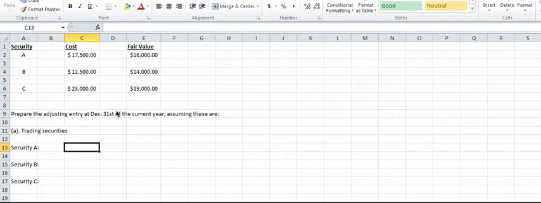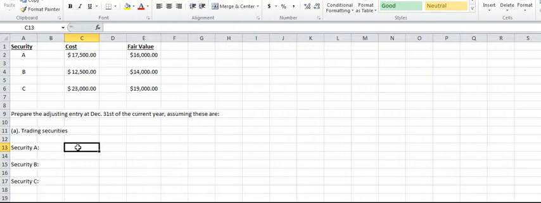do financial statements. So in order to do that, we need to look at what the cost was to us of purchasing these, and then also as of December 31st we need to look at the fair value, and we need to make some adjusting entries based on the fact that these are trading securities. So for security A, it looks like we are losing or have devalued our security by $1,500. So we want to show that the value of that security has gone down by $1,500.